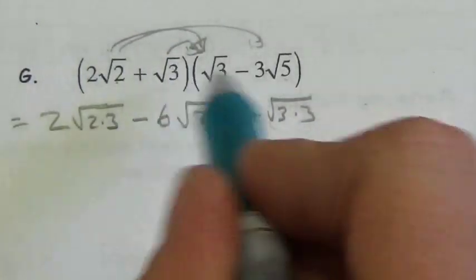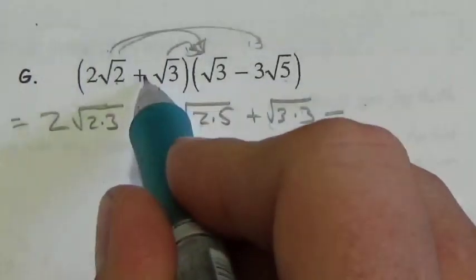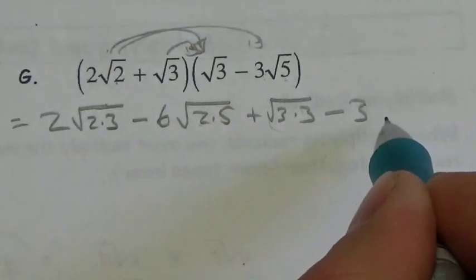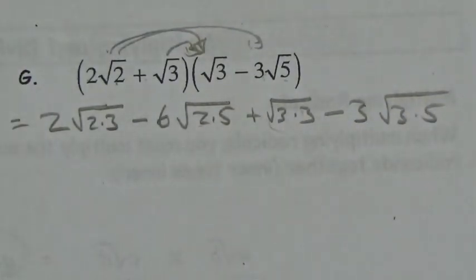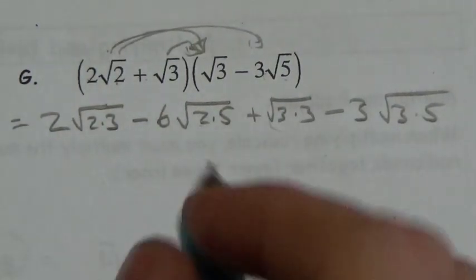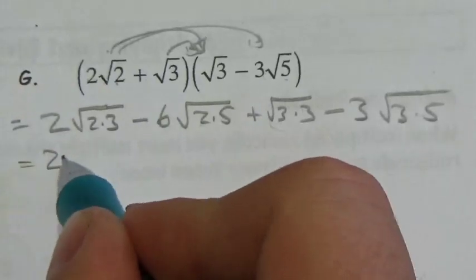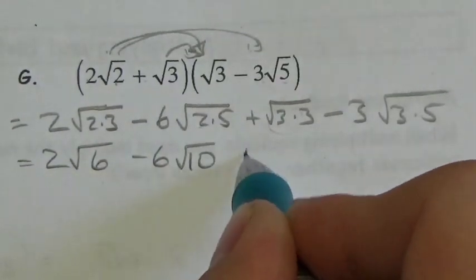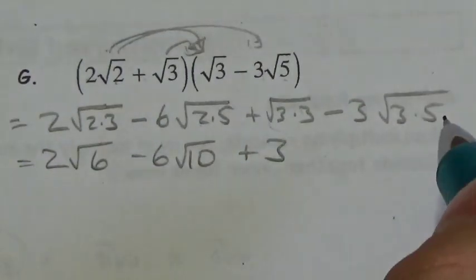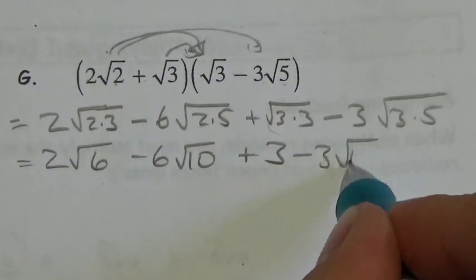And then over here, root 3 times negative 3 root 5. Well, 1 times negative 3 is going to be negative 3. And then 3 times 5. It's just single factors there. The only one that did simplify was this one right here. So for the rest of these, this will become 2 root 6 minus 6 root 10 plus 3 minus 3 root 15.